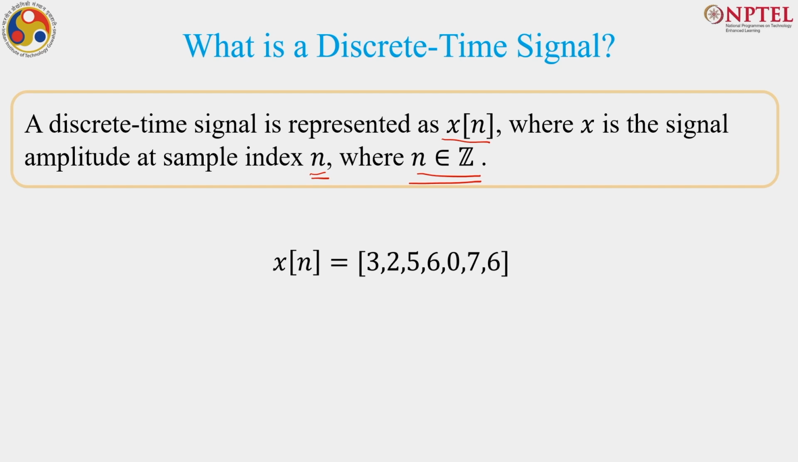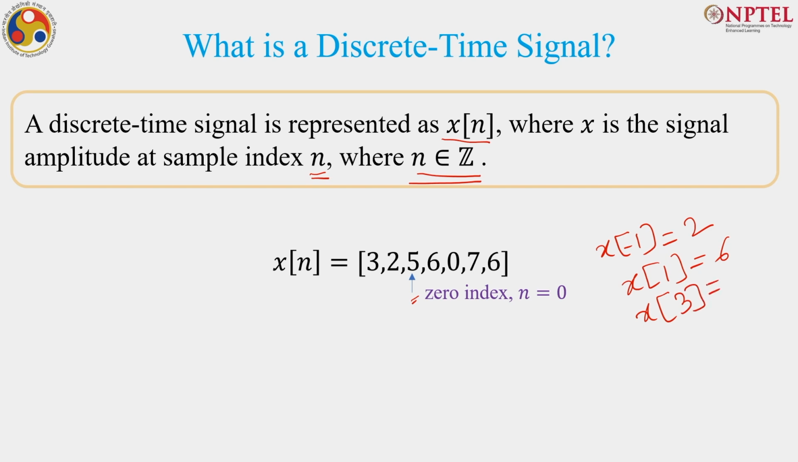For example, say I represent x[n] as a sequence. You can say it is a sequence, you can say this is a vector, and I put an arrow here which denotes my 0 index, or n equals 0. So, x[-1] is 2, x[1] is 6, x[3] will be 1, 2, 3. So, it will be 7.